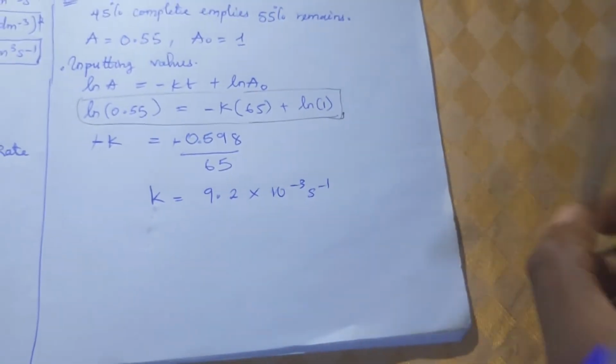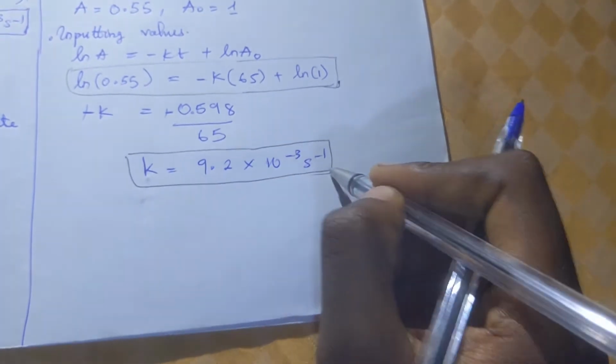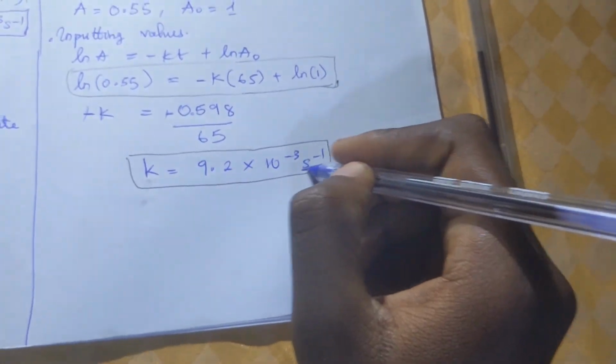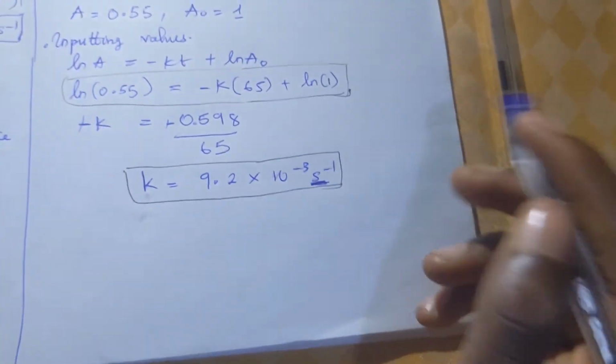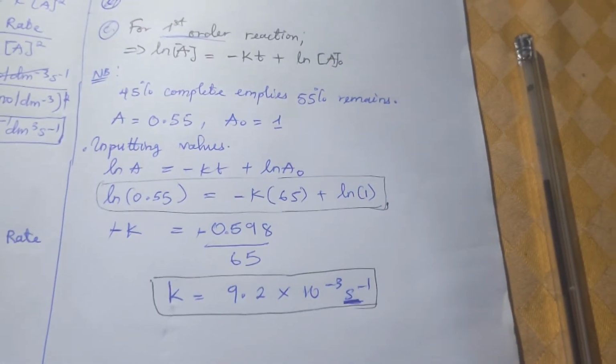Why per second again as the SI unit of K? Because we are talking of the first order reaction. Always take note of the per second, because we are talking of the first order reaction.